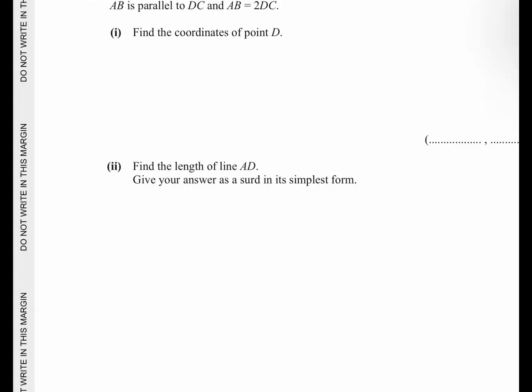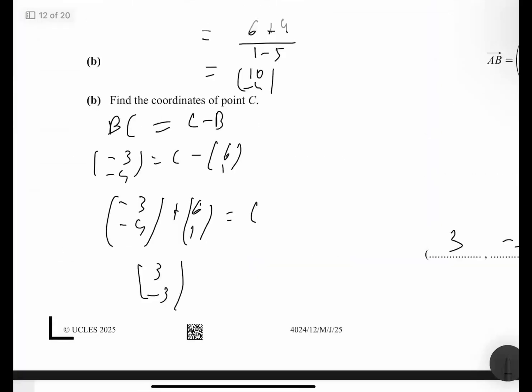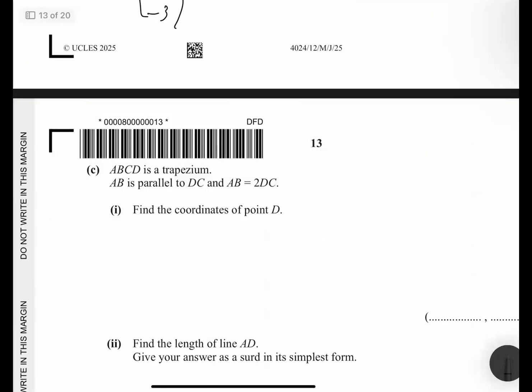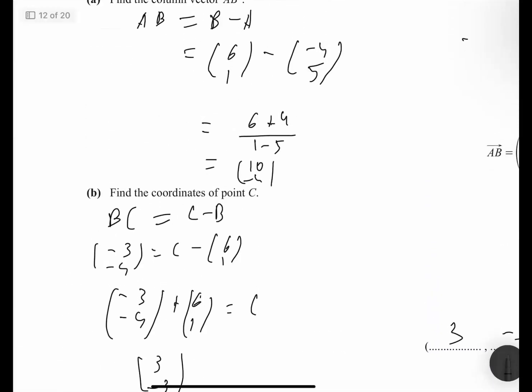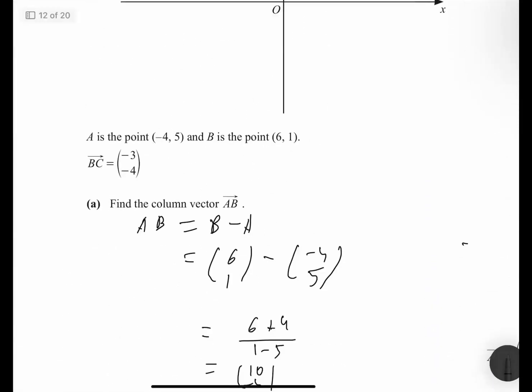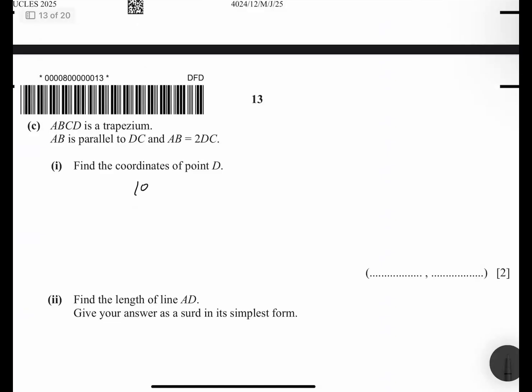Okay, so for question 14 part C, ABCD is a trapezium. AB is parallel to DC and AB is equal to 2DC. Find the coordinates of point D. So what we know is we know AB, from over here, 10 minus 4. So 10 minus 4 is equal to 2DC.